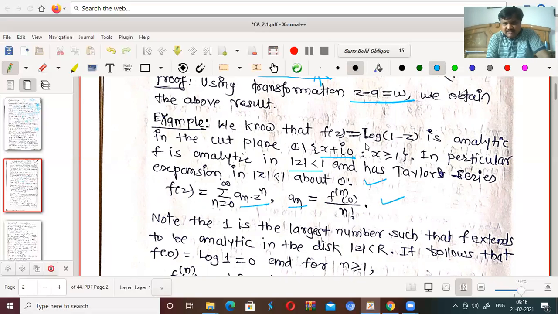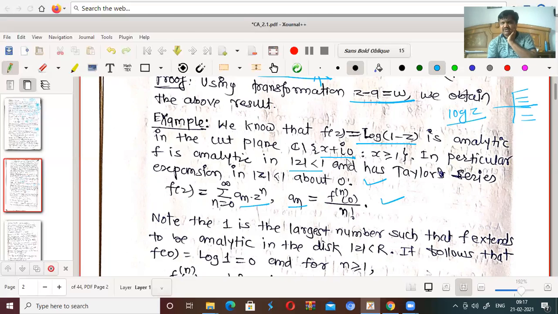What are we saying here? What about log of (1 minus z)? Log z, where log z is defined. We know that log z is defined only in this, right? Negative values for log are not defined. Therefore, it is defined in the cut plane, the whole complex plane C apart from x plus i into 0.